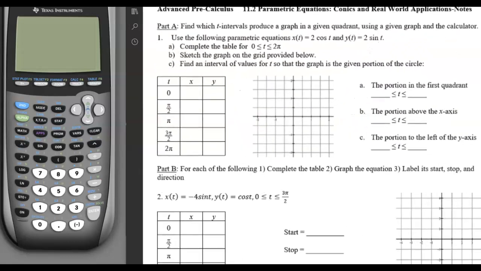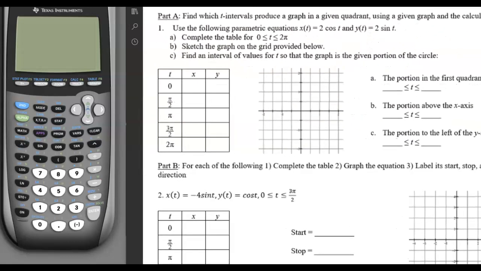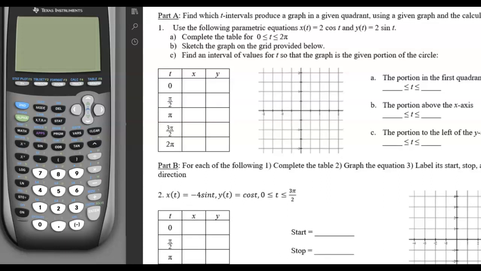This first page we have to do by hand. We can't actually use Desmos or a graphing calculator because the graphing calculator automatically uses decimals for time instead of pi, in terms of pi. So we are going to have to do this by hand, which is not a big deal if we remember the unit circle. So yes, the unit circle is resurfacing.